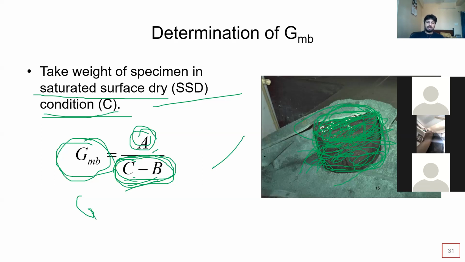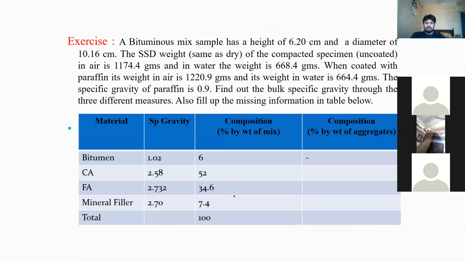So that volume should be deducted from this volume, and C minus B will give you the volume of the object that is immersed under water. In this case, your volume includes the paraffin wax layer also. That should be deducted, so minus E will do. What is E? E is the weight of the paraffin wax divided by its density rho. Easy, simple. So three methods. There is a problem you can try.